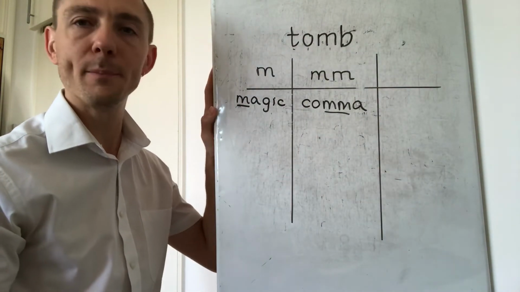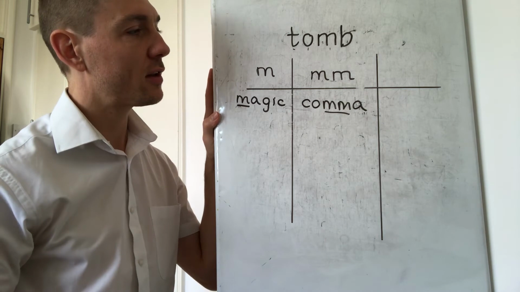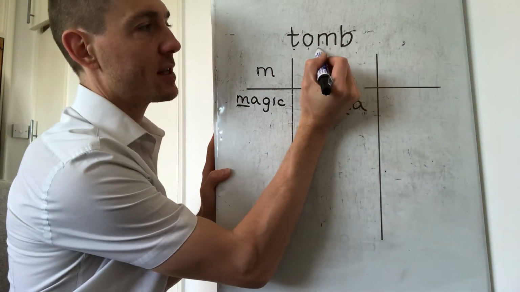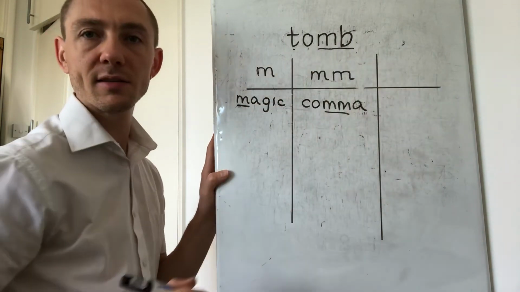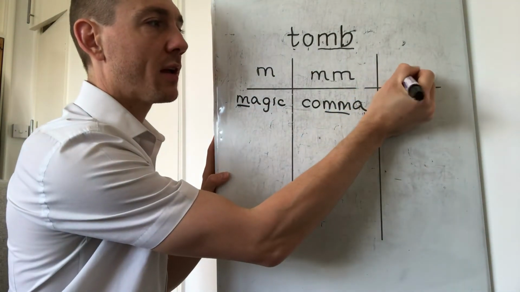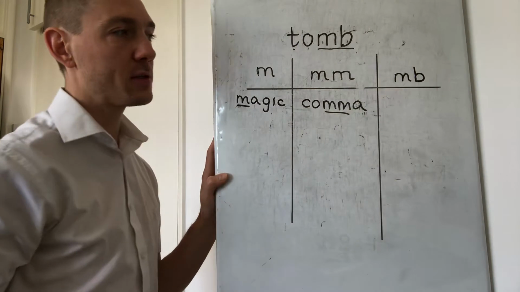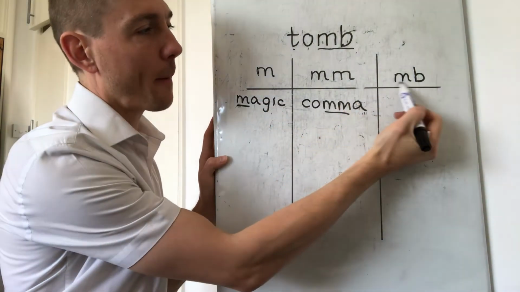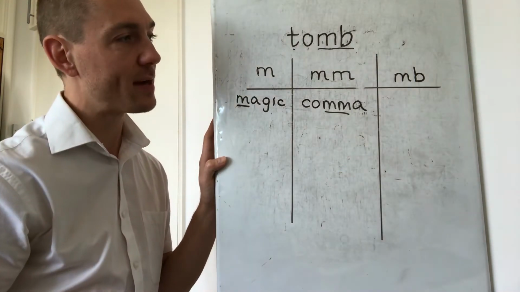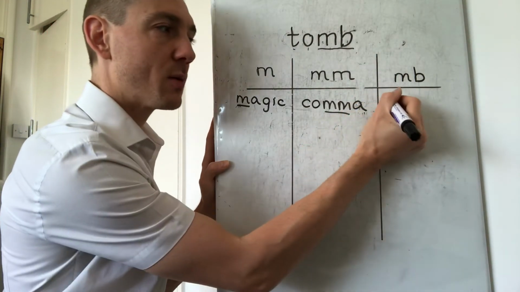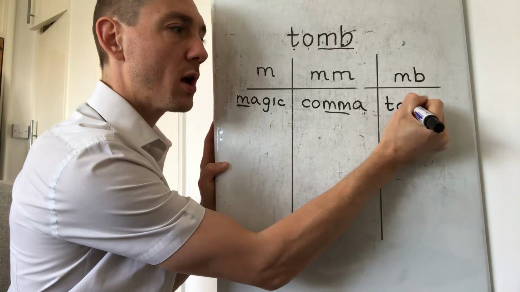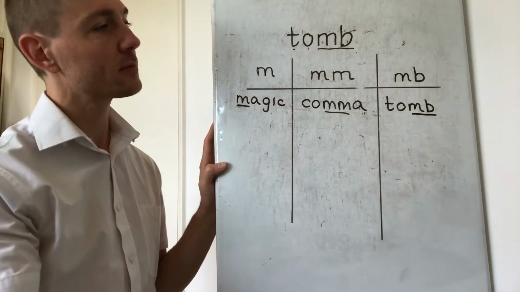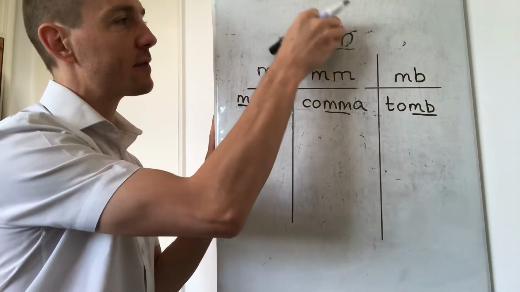Which spelling of the sound do we have? Okay, back together, and we can see that we've spotted the MB spelling of the sound. So we have the third spelling of the sound. Same sound, different spellings, and we can say the word tomb. So we have our 3 different spellings.